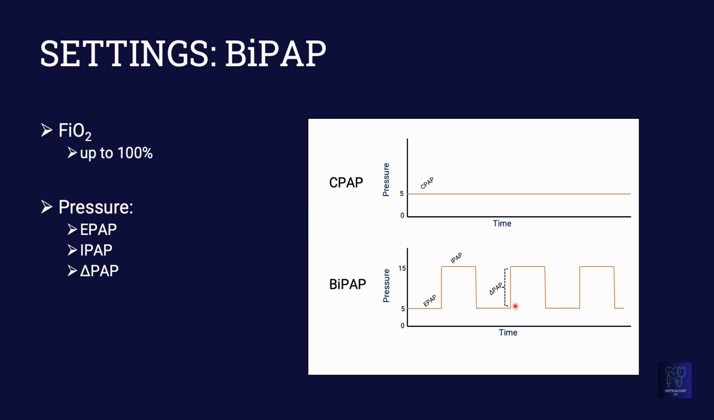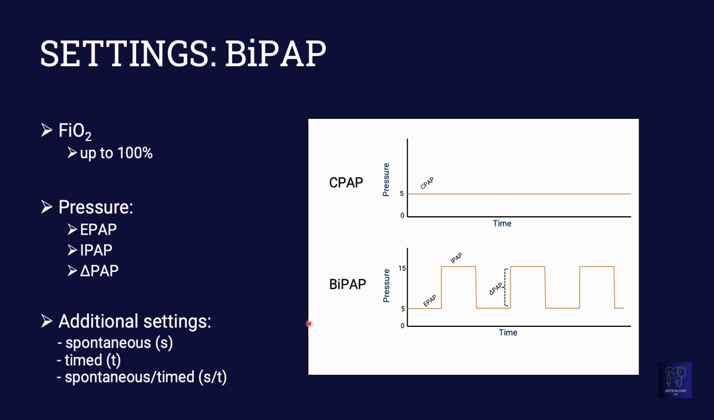So the way the machine increases the pressure in the lungs is by pushing tidal volume or volume into the lungs. Now let's say I leave the EPAP the same and I go up on the IPAP. So the machine now has to push more air to reach that higher level of IPAP. So larger the delta PAP means larger the volume being pushed by the machine into the lungs. So that's an important concept to keep in mind.